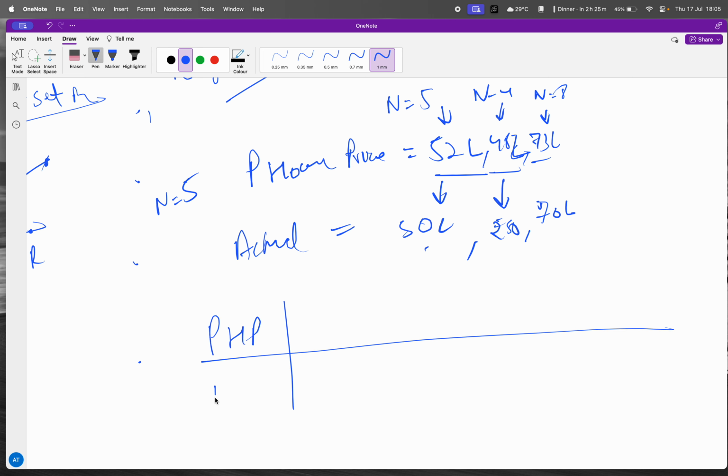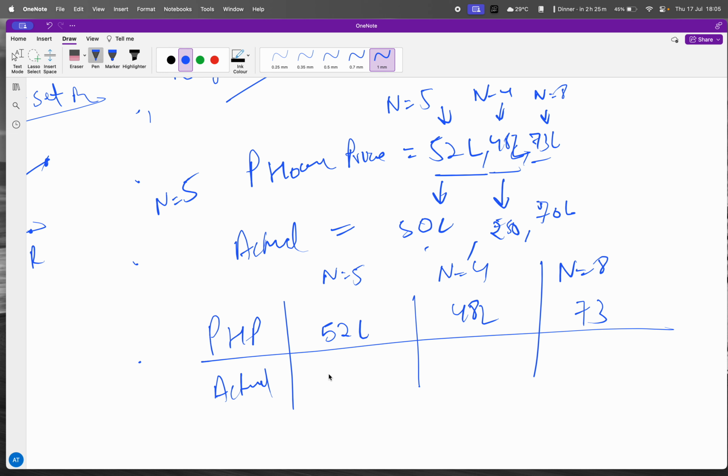Predicted house price versus actual house price. When the number of rooms was 5, the model predicted 52 lakh. When the number of rooms was 4, it predicted 48 lakh. When the number of rooms increased to 8, it predicted 73 lakhs. But in the actual market, the price was 50 lakh for the same property. For n equal to 4, it was again 50 lakh, let's say, and for 8 rooms it is 70 lakhs, right? This is the better table.